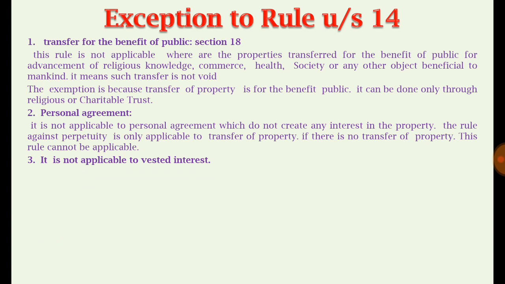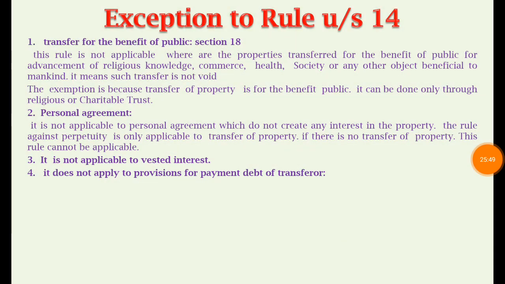Then it is not applicable to vested interest, as you know. Then it is not applicable to provisions for payment of debts of the transferor at the date of transfer. When a person is making a gift of his property to somebody, and if the gift is onerous, then the person who accepts an onerous gift has to accept the liability of the transferor. At the time of accepting that gift, if the transferor has borrowed some debts, then it is the responsibility of the transferee to pay it. So this is the exception to which Section 14 is not applicable. It means he has to pay the amount to the creditors of the transferor.